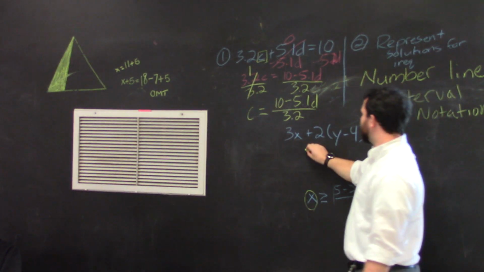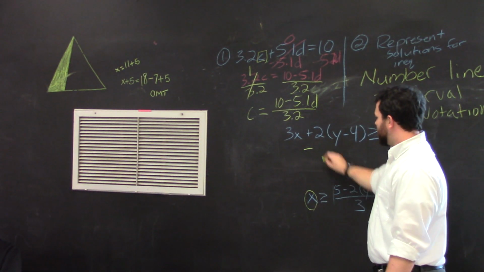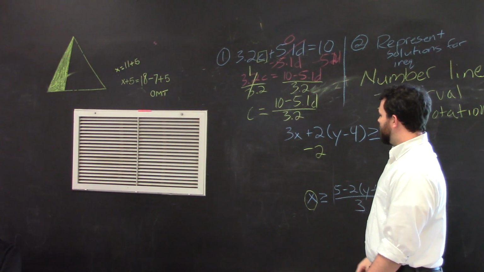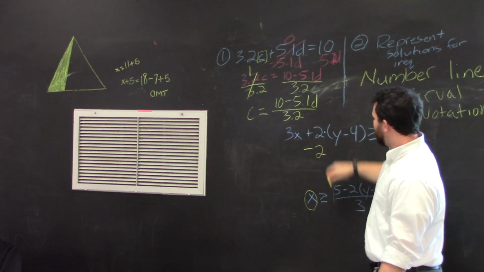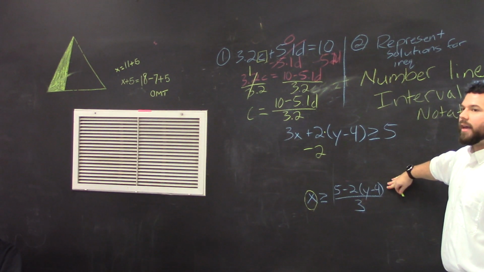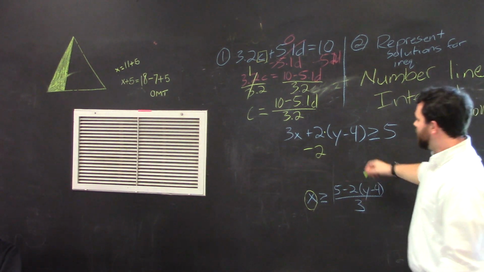Subtract something. What am I going to subtract? The 2? Just the 2? No. Notice that 2 is not just being added, that 2 is being multiplied. Look at what we're trying to get to: minus 2 times y minus 4.